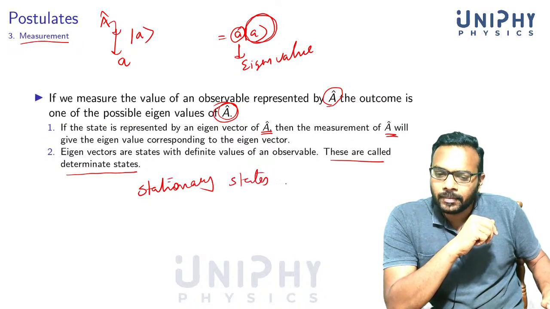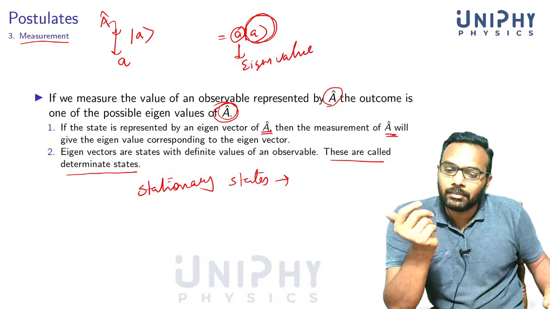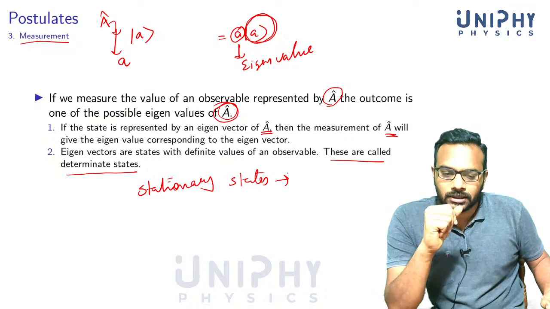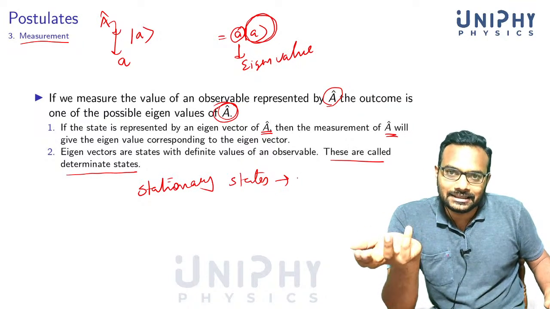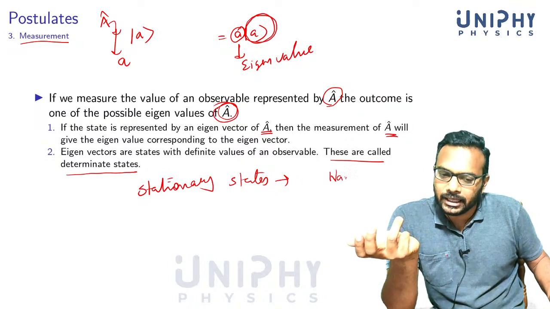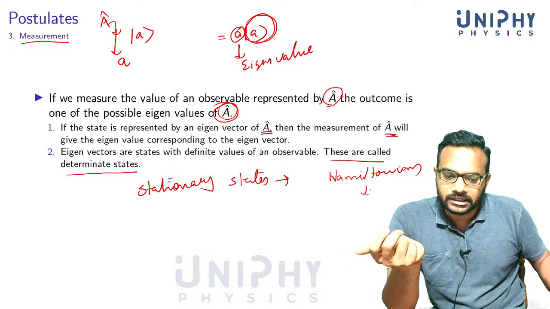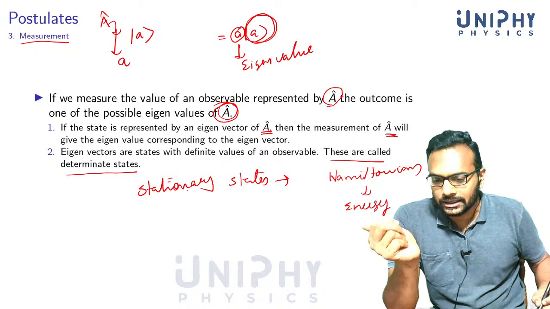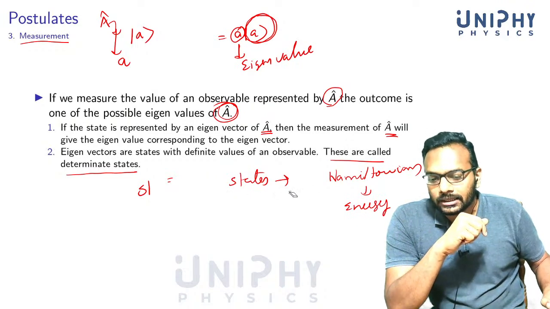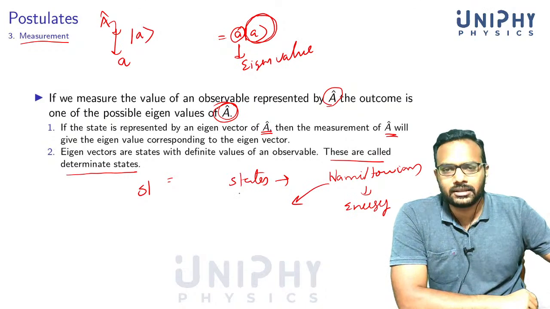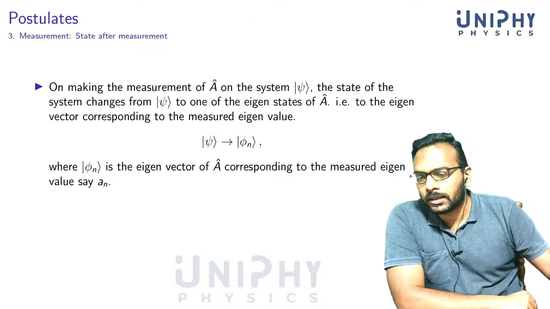Stationary states are actually eigenvectors of the Hamiltonian, which are definite energy states. We have said that the Hamiltonian is the name for the observable, or the operator, corresponding to energy. And the corresponding eigenvectors are called stationary states. You might be familiar with this term.